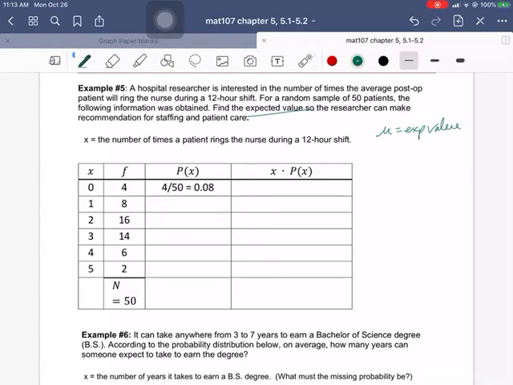Okay, so X is the number of times they ring. Look right here: 4 patients did not ring for a nurse in a 12-hour shift. Apparently the most that they rang was 5 times, and 2 patients did that. Which gives us our 50 patients. When you add up your frequencies, make sure we talk to everybody. That's a population, capital N for the number.